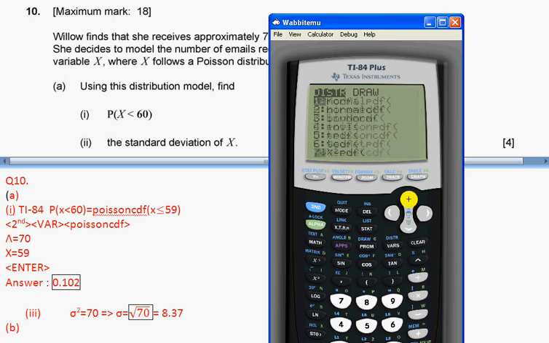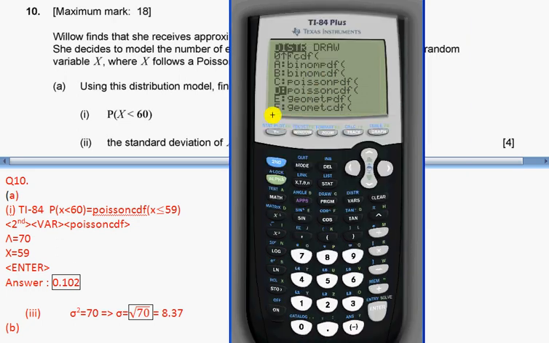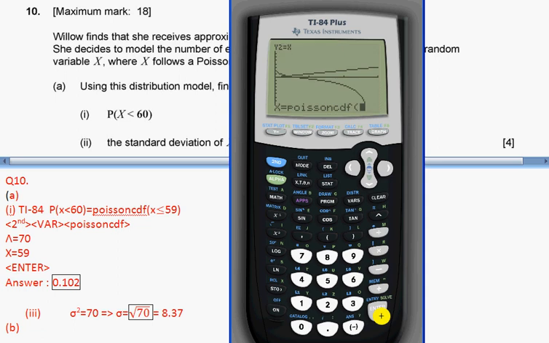oops, so let's put second and quit. Right, and clear. Right, let's repeat. Second var, Poisson CDF, enter.